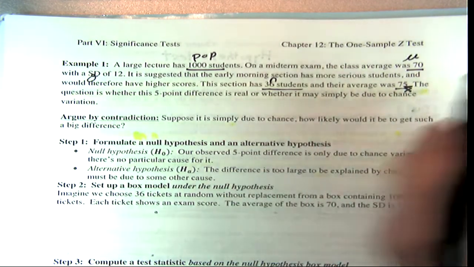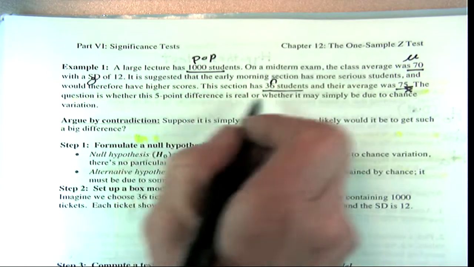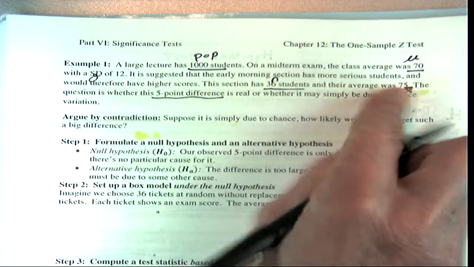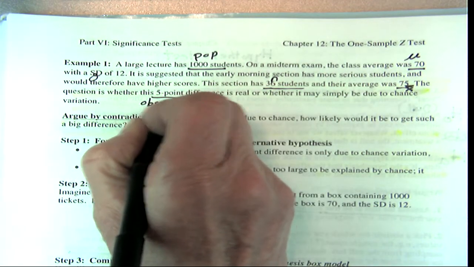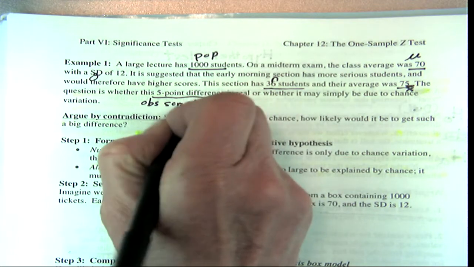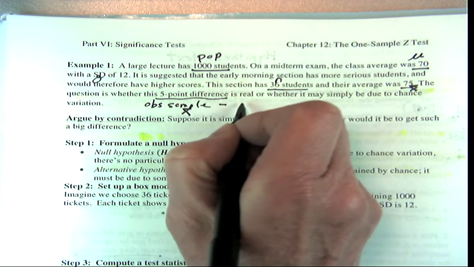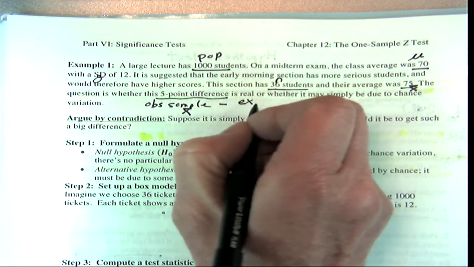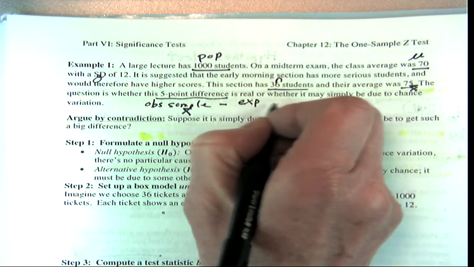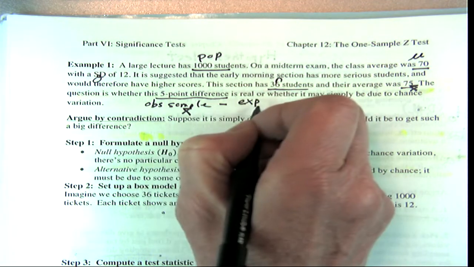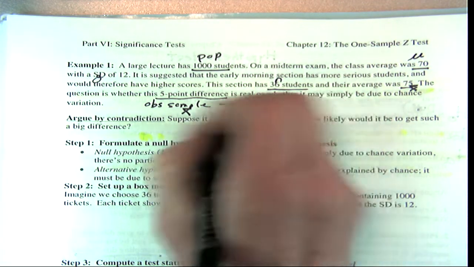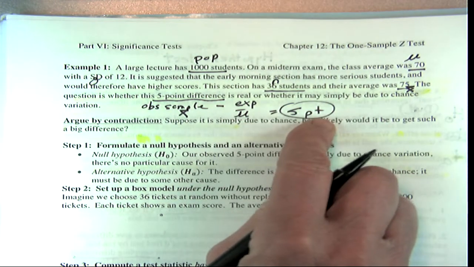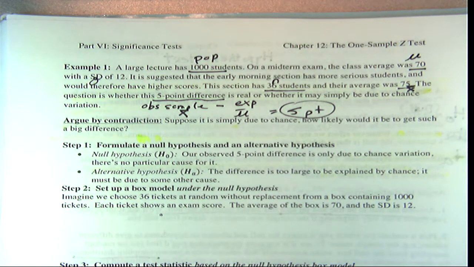So the question is whether this 5-point difference between what we observed in our sample, that's x bar, minus what we expected, the expected value of the average, what we expected x bar to be, the observed minus the expected, and that would be mu. I thought, is that 5-point difference big enough to be due to chance or not? What do you think? How do you know?